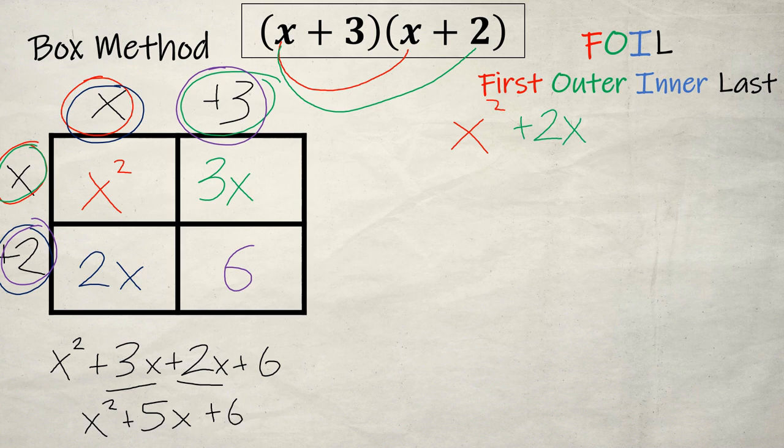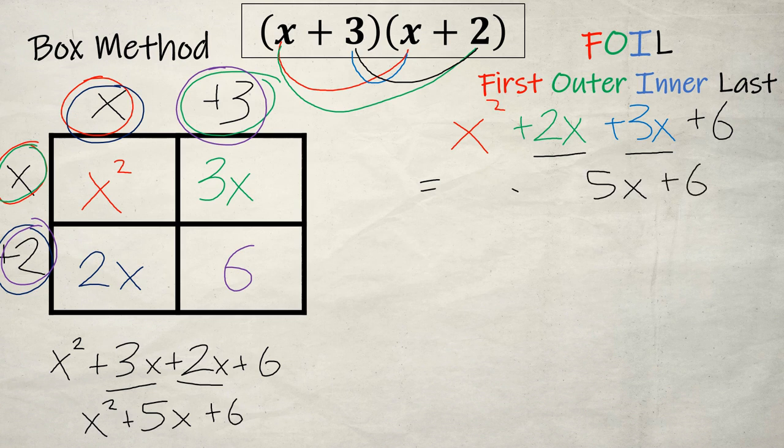And then we're going to look at the inner terms. So we have 3 times x, gives me 3x. And then I'm going to look at my last terms. 3 times 2, which gives me 6. This is just like using the distributive property. We're making sure that every term is being multiplied through. And so when we combine like terms here, we have 2x plus 3x gives us 5x. And then we have plus 6, and x squared plus 5x plus 6. That's our final answer.